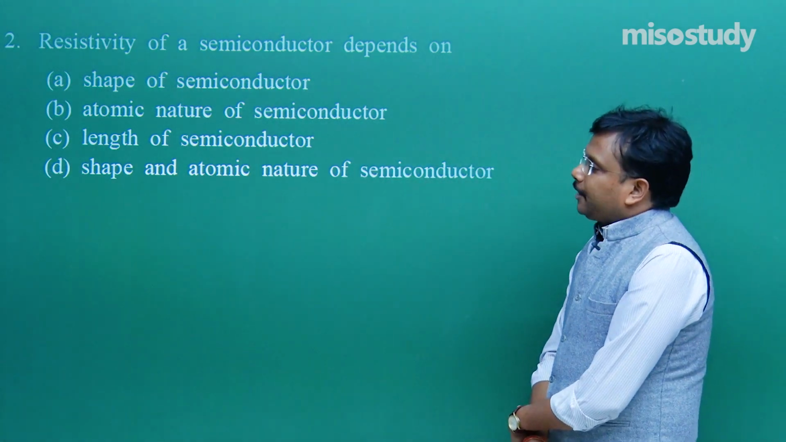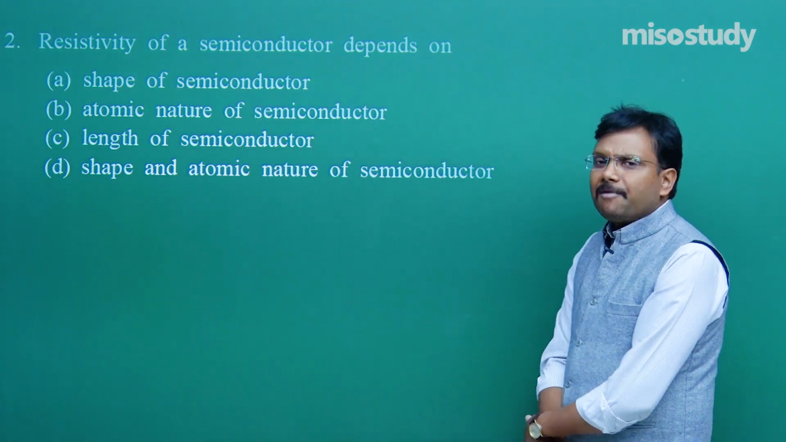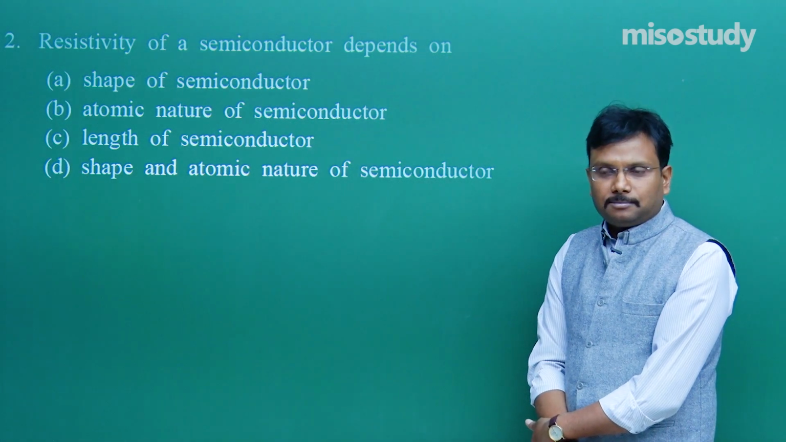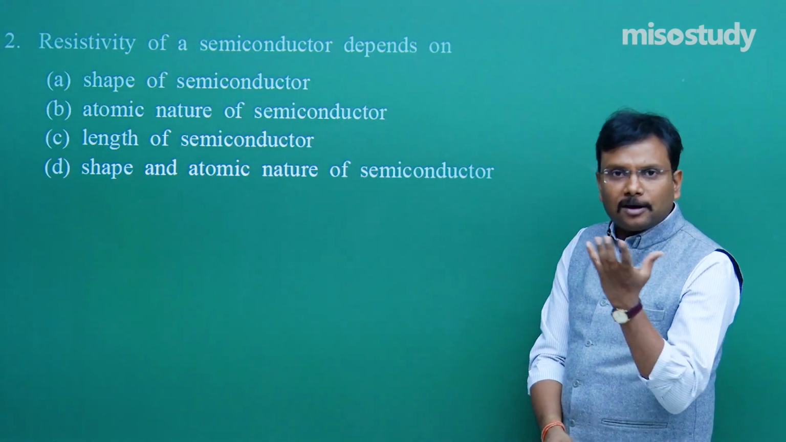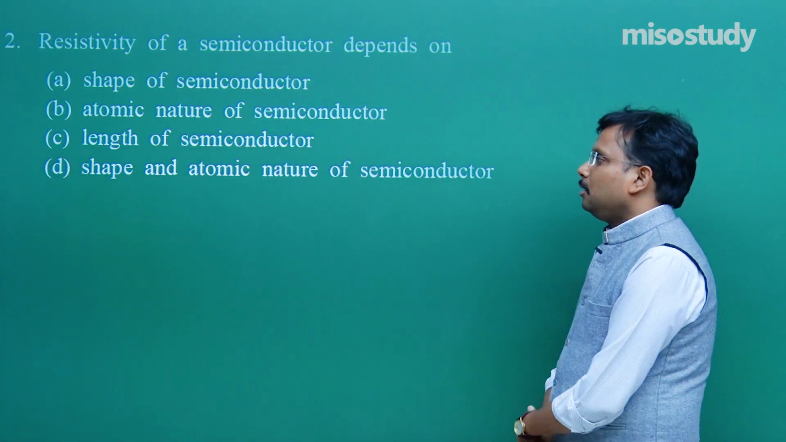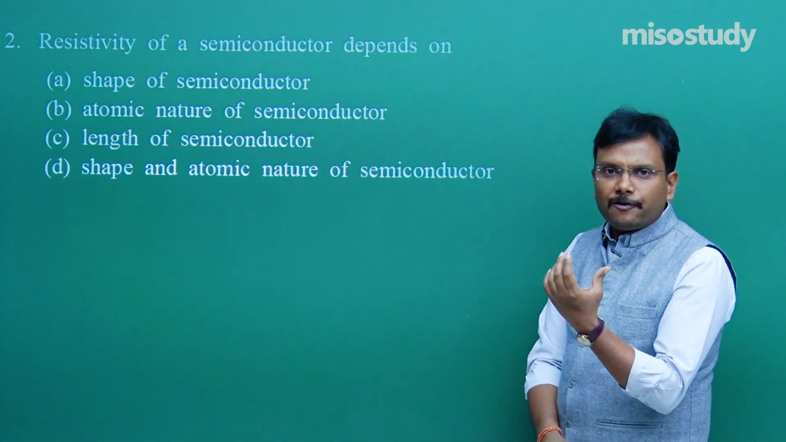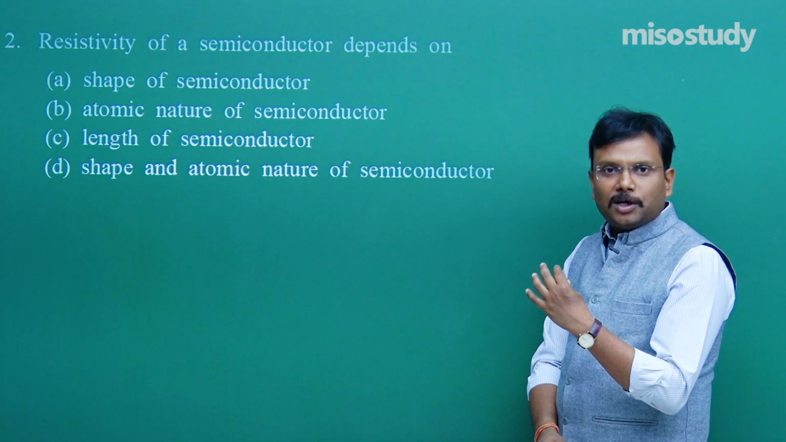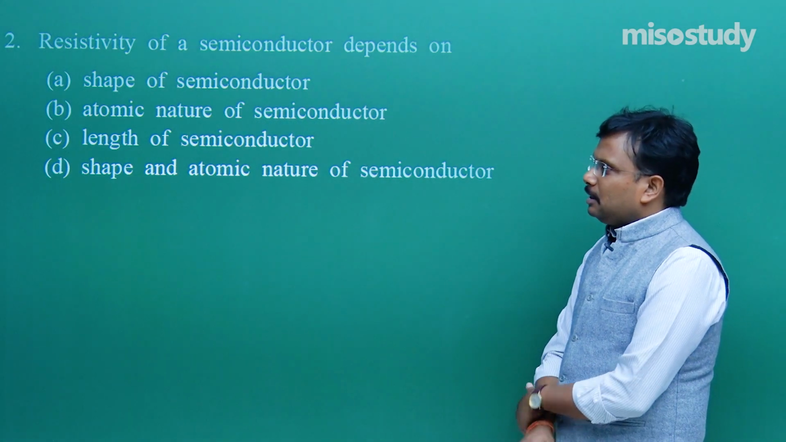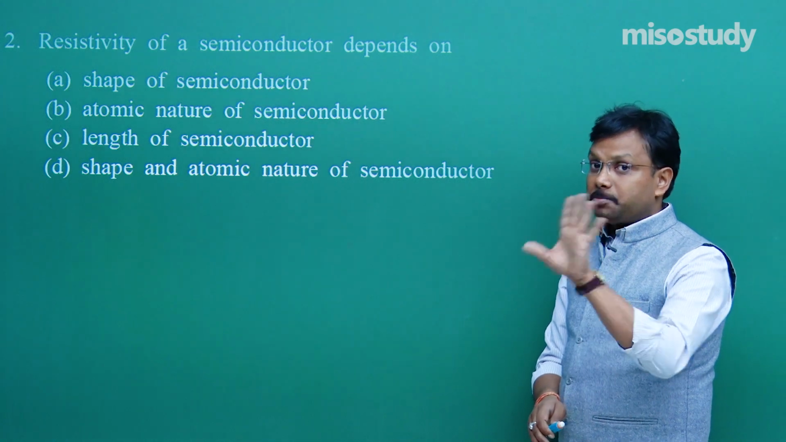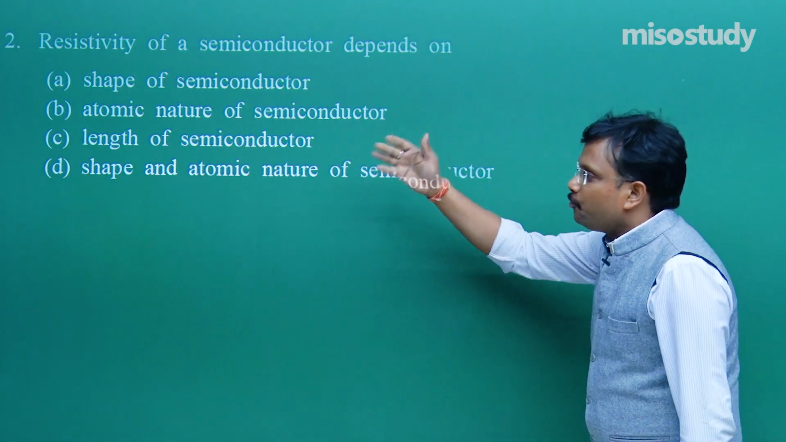Next, the atomic nature of the semiconductor. Let's say I have silicon and I have germanium. Both have 4 electrons in the outermost shell. But the valence band and conduction band gap is different. The reverse voltage is different. So yes, atomic nature of the semiconductor may be one correct option. Still, I am not saying it is the correct option. It may be. Fine. Let's move to C.